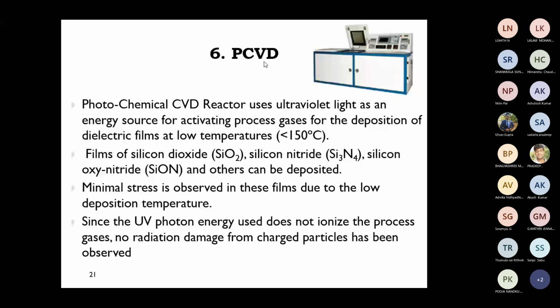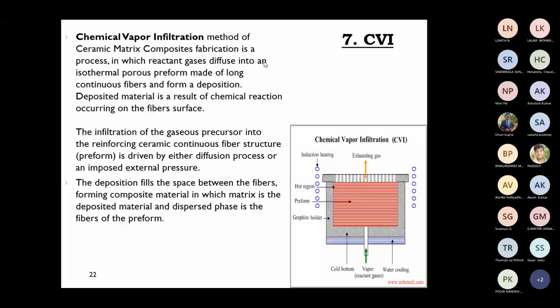Then photochemical CVD. In photochemical CVD, ultraviolet light is required, and it helps to carry out the reaction. So that is called photochemical CVD. And chemical vapor infiltration is a method for making ceramic matrix composites, so a ceramic matrix composite can be made by chemical vapor infiltration.